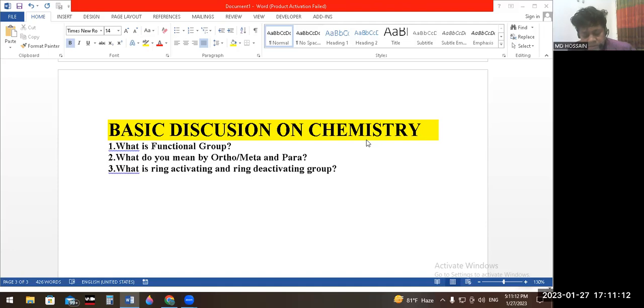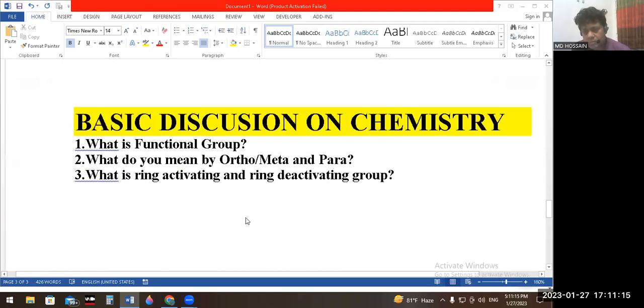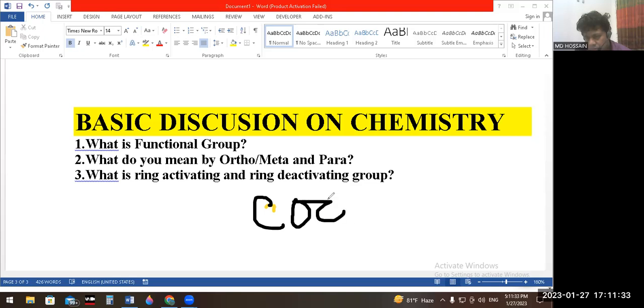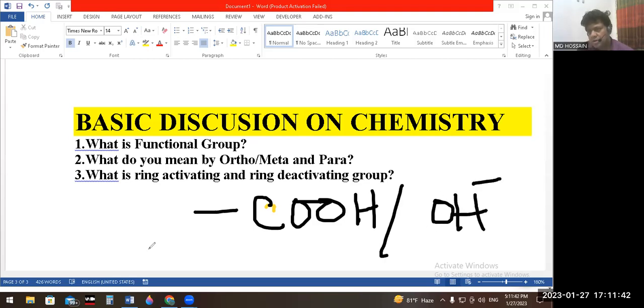In discussion of these questions, you can understand that a functional group is a group of atoms, or an atom, which is related... A group of atoms, for example C double O H, this is carboxylic acid, and then hydroxyl. These are functional groups. And also chlorine behaves as a functional group when present in a chemical species. Then it determines the chemical properties of the species.